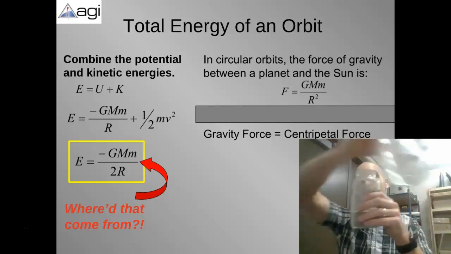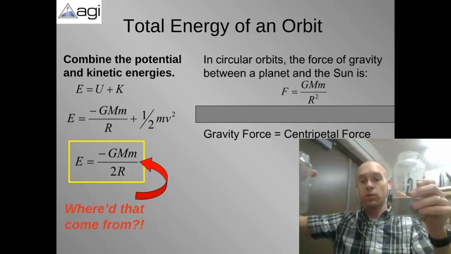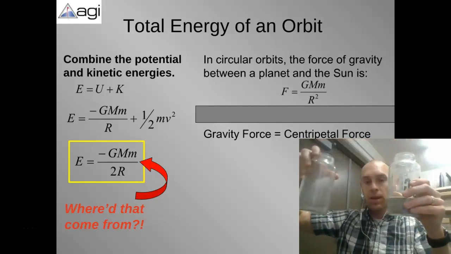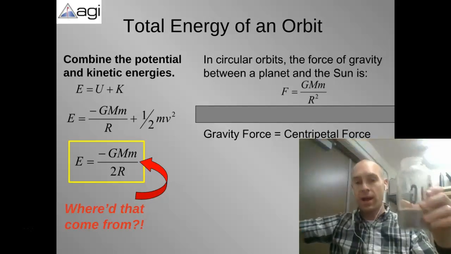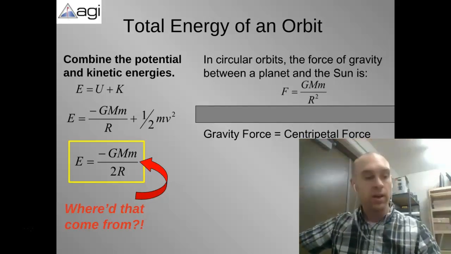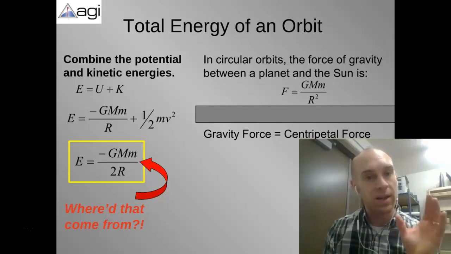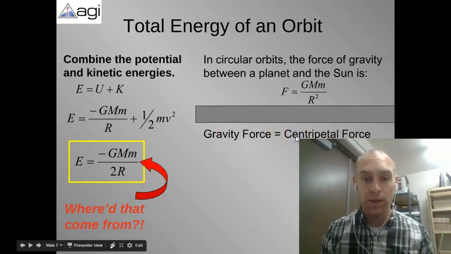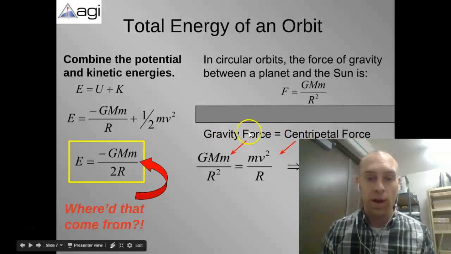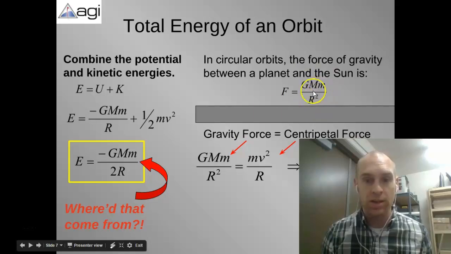If they're equal, it stays in perfect orbit. If gravitational force wins, it slowly gets closer. If centripetal force is bigger, it slowly gets further and further away. If they're equal, it's a steady orbit. So we're going to say that we have things in a constant steady orbit. So we're going to say that these have to be equal.